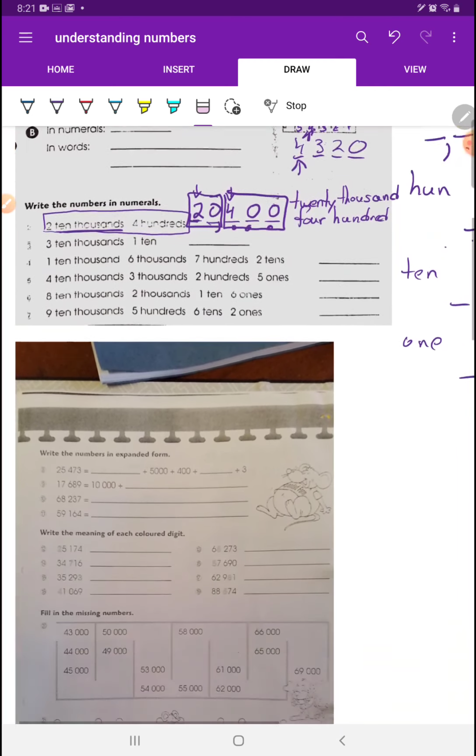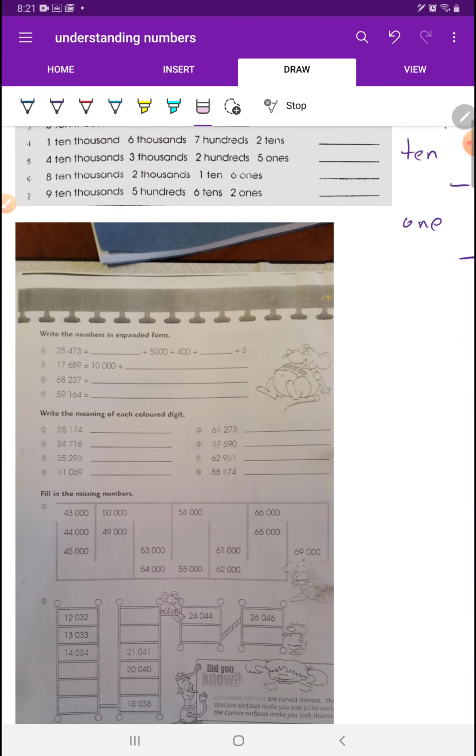Okay. So down here in the next section, we're writing the number in expanded form. Okay, so you can see right here, this 5, my pen stopped working. There we go. This 5, that's in the thousands place. And sure enough, we write 5,000. The 4 is in the hundreds place. We write 400. So the 2 is in the 10,000s place.